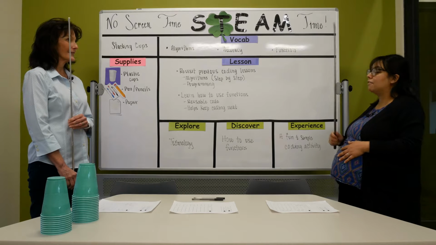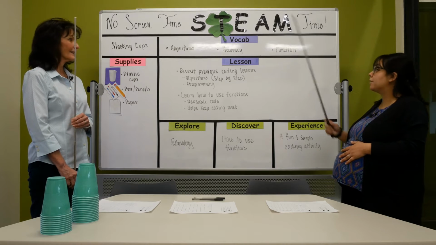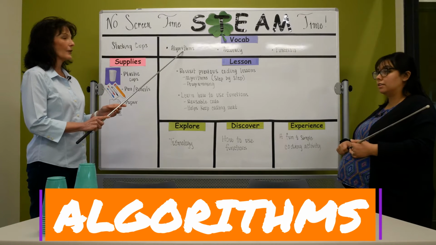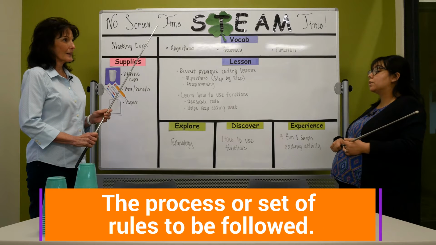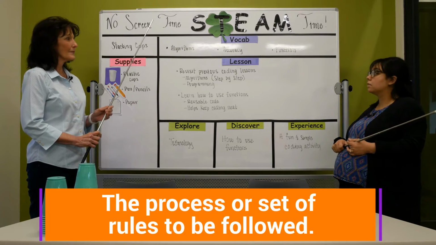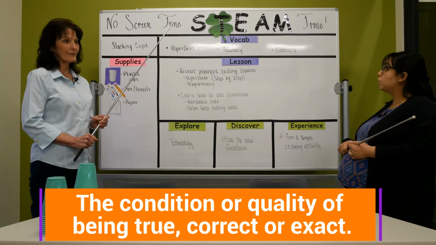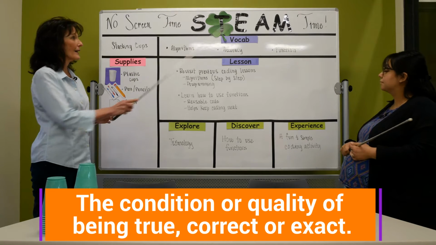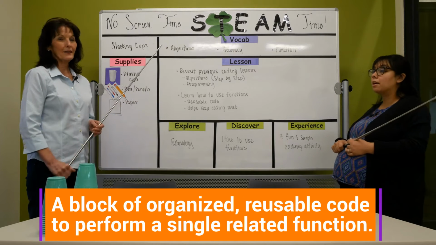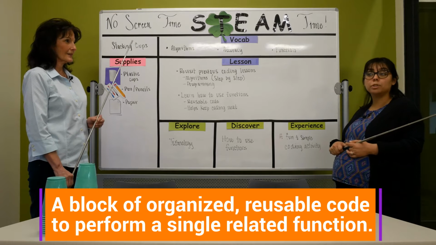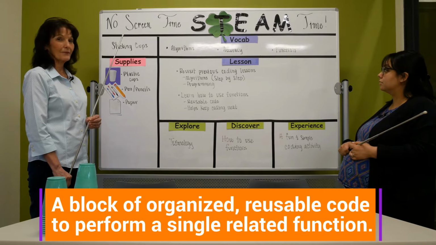And don't forget to be on the lookout for the following STEAM vocabulary. Algorithms, which is the process or set of rules to be followed. Accuracy, the condition or quality of being true, correct, or exact. And function, a block of organized, reusable code to perform a single related action.